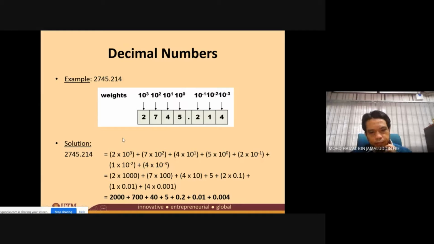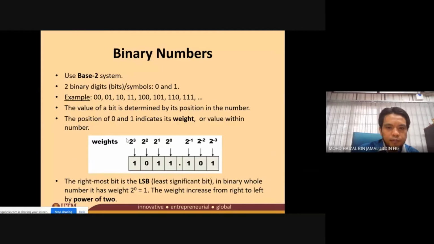For decimal numbers it's easy, but for octal numbers, which is base 8, and also for binary, the calculation will be slightly different. Okay, that one is for base 10, which we also call the decimal number. Base 2 is called the binary number, so it only has the options of 0 and 1.